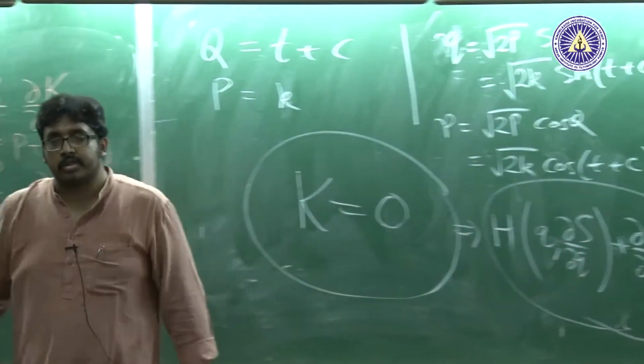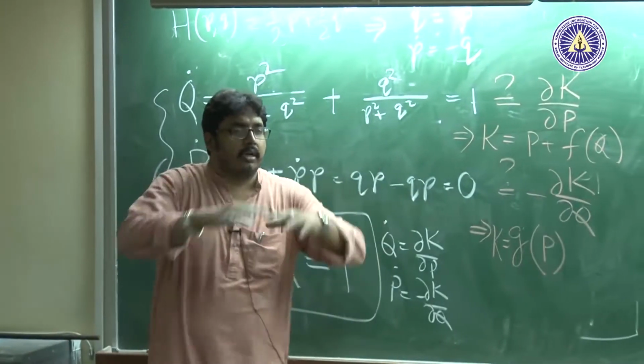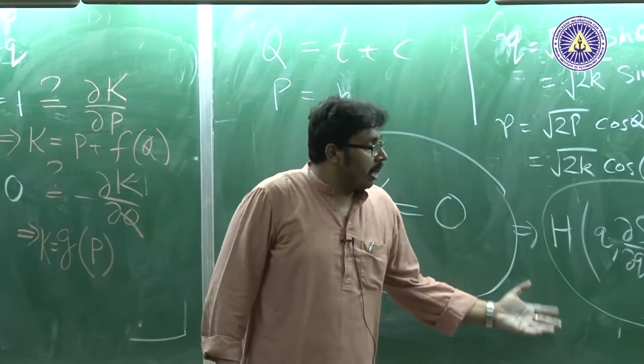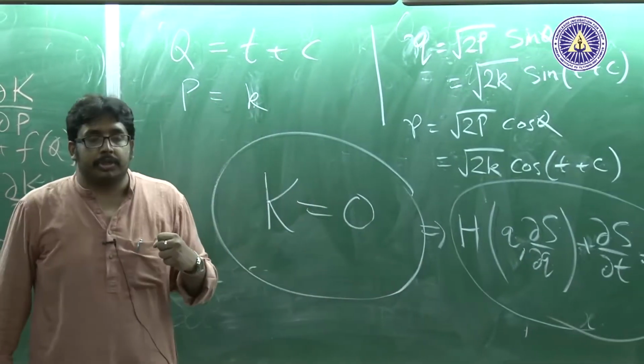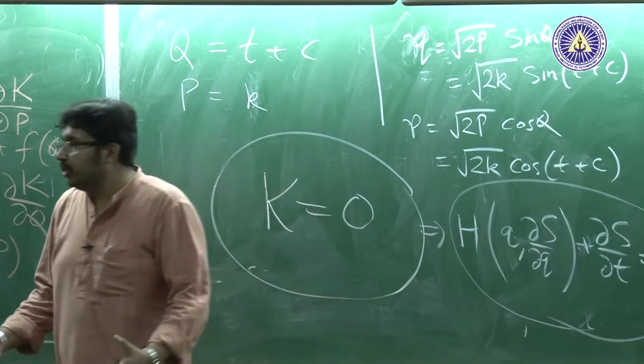This is the action S. Everything will come together. Whatever you have learned, everything will come up in the Hamilton-Jacobi theory, where finding the transformation is now equivalent to finding a function S, which will be a generating function.